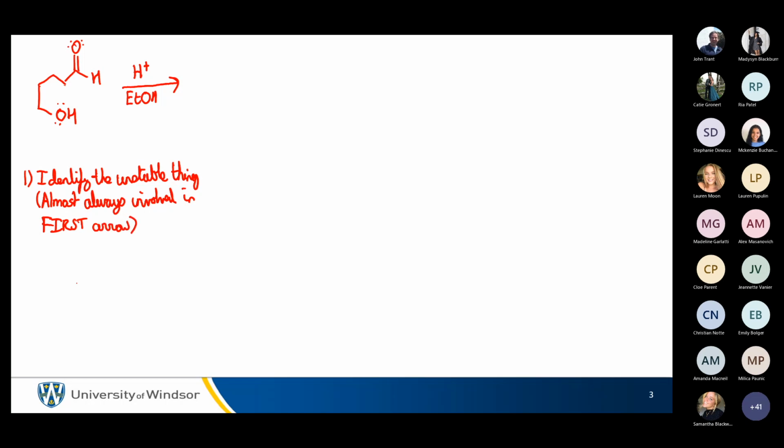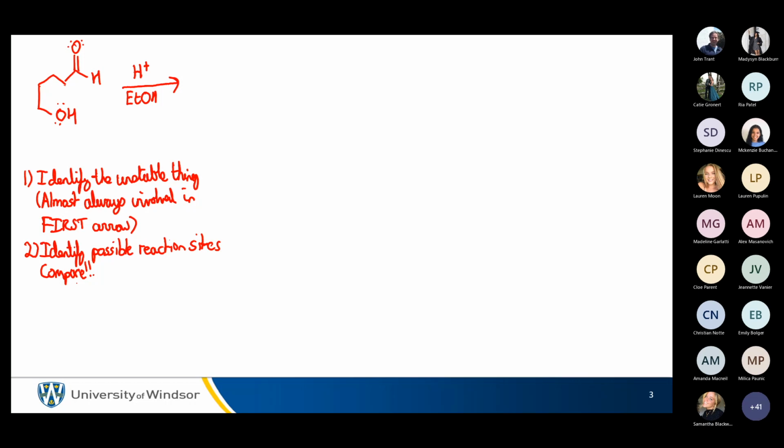You're almost always going to react the unstable thing in the first arrow. So in this case, that's our H+. Now we need to identify what reacts with it. And then we compare.